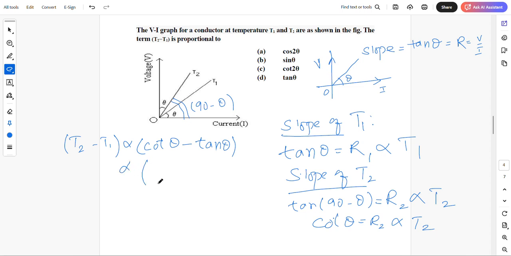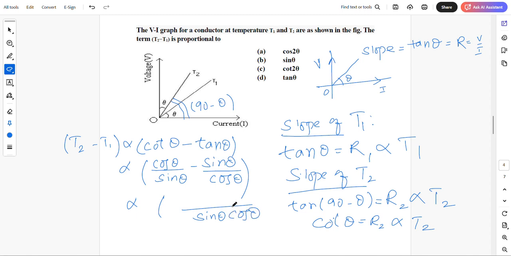No. Therefore, you have to convert that into cos theta divided by sin theta minus sin theta divided by cos theta. That is proportional to, taking the LCM sin theta cos theta, I can write this as cos square theta minus sin square theta, right?